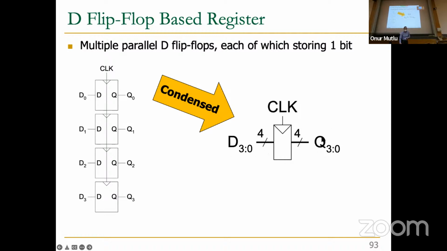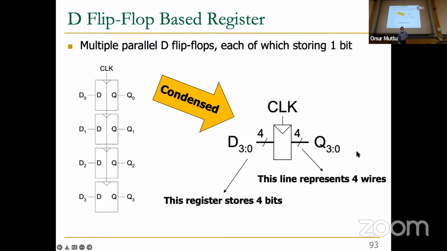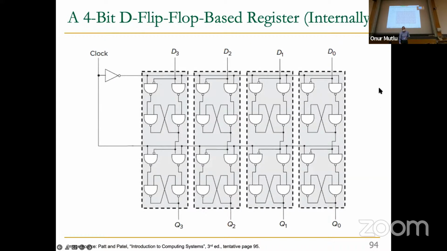And you can see this notation we discussed earlier. This says that this wire has 4 bits. This output wire has 4 bits, and this is the notation. Okay, internally it looks like this actually, which is essentially the replicated picture that we showed earlier for the D flip-flop.